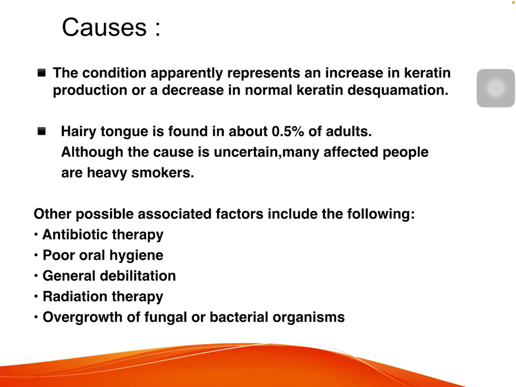Hairy tongue is found in about 0.5% of adults. Although the cause is uncertain, most people affected are heavy smokers. Other associated factors causing the disease are antibiotic therapy, poor oral hygiene, general debilitation, radiation therapy, or overgrowth of fungal or bacterial organisms.